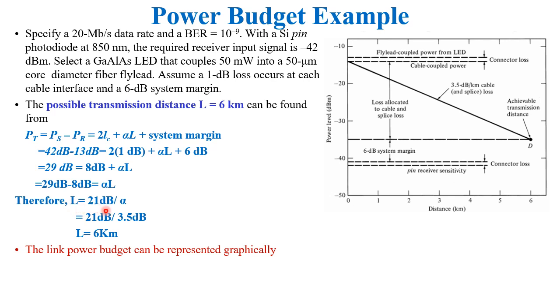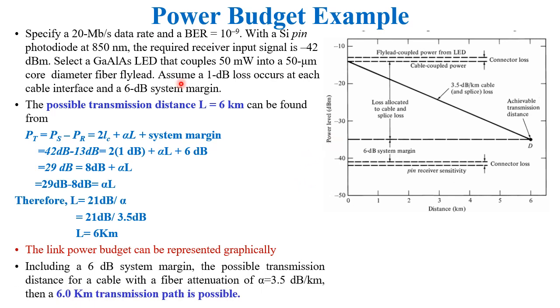So 21 dB by alpha. Here alpha is given as 3.5 decibel per kilometer cable loss. So we can consider 21 decibel by 3.5 decibel per kilometer, so that the capital L is equal to 6 kilometer. So this is the link power budget, as I told you, which is represented graphically.